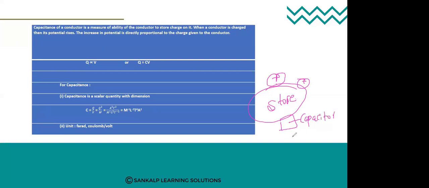So in the physics lab, if you visit, you can see the capacitors will be there. So capacitor is what? It is a device which stores the charges in it. So capacitance is nothing but what? The capacitance of a conductor is the ability of the conductor to store the charges on it.